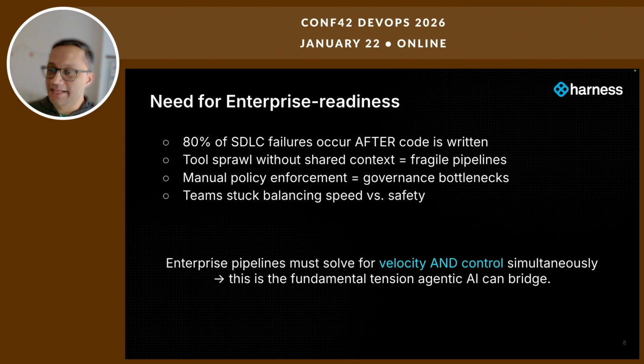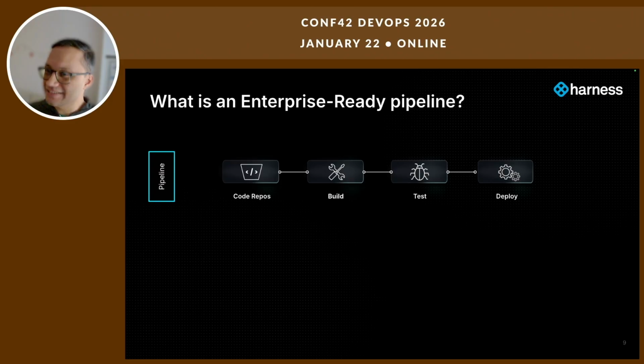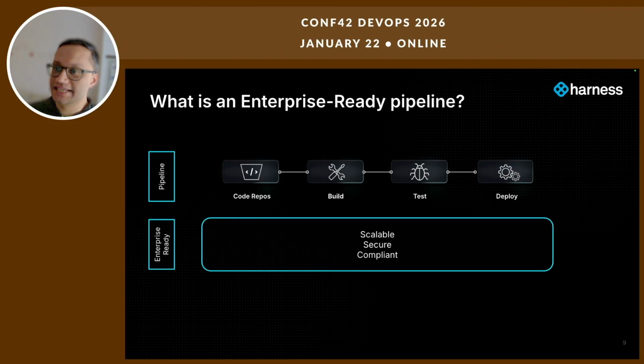So enterprise pipelines need to solve the velocity and the control problem simultaneously, which is where agentic AI can be really effective. Let's define what an enterprise-ready pipeline means. Here is a simple layout of a pipeline. I know enterprise pipelines can get really complex, but a developer commits code into a code repository. The code is built, tested, and deployed. So that's a very simple pipeline. What makes this pipeline enterprise ready is that it is scalable, it is secure, and it is compliant.